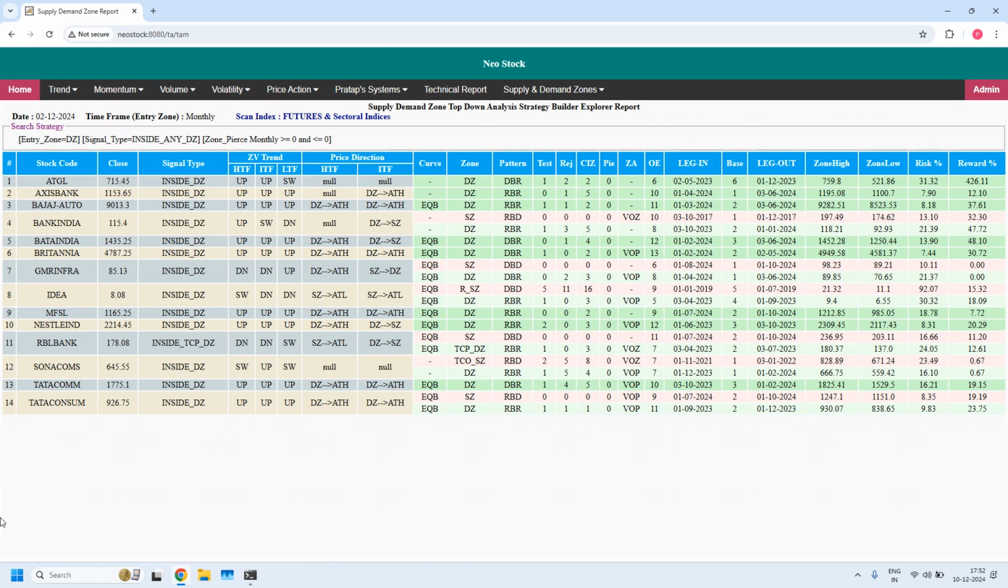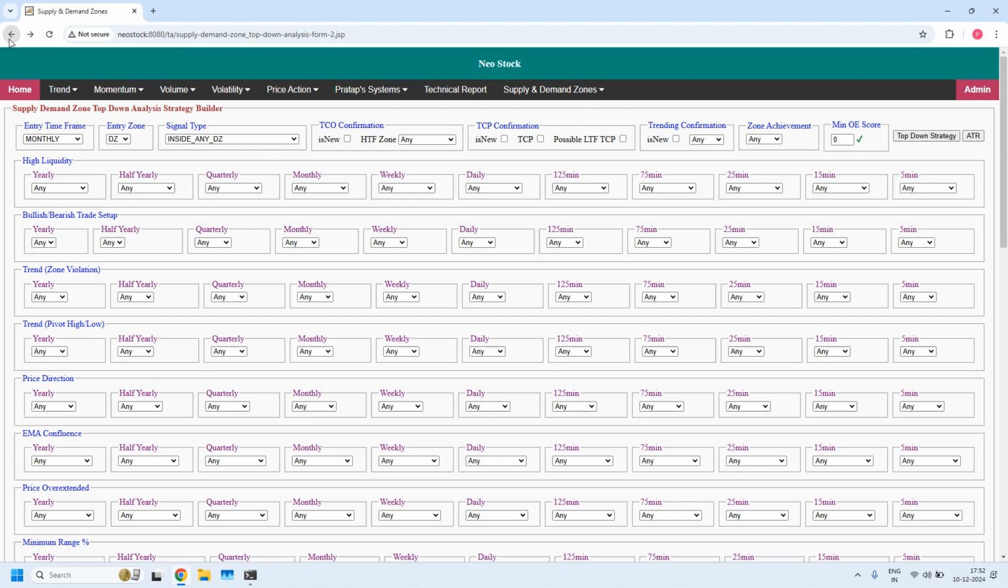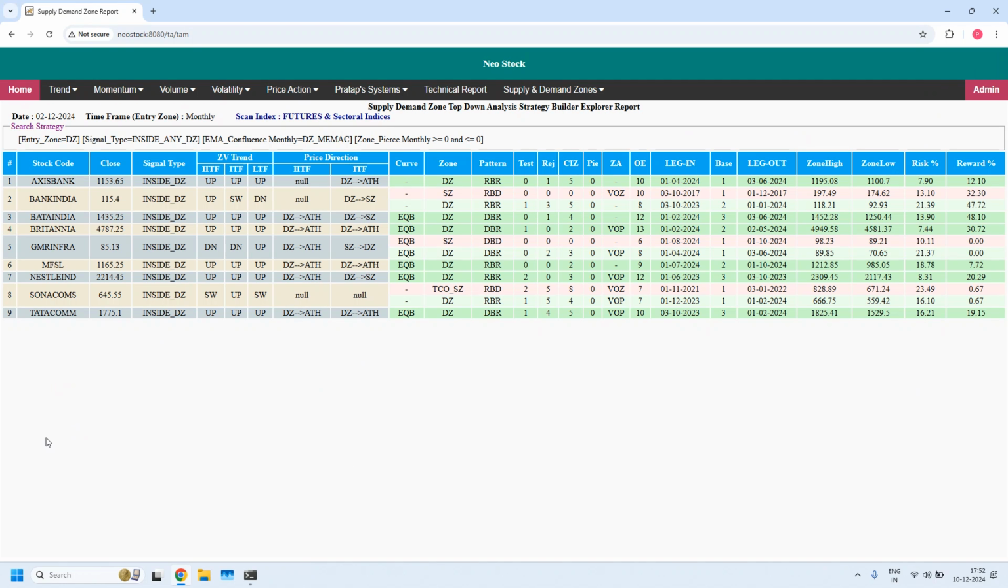And in these demand zones, we can identify high probability setup related demand zones based on monthly EMA Confluence. So in the EMA Confluence, monthly time frame, the monthly demand zone having monthly EMA Confluence filter is enabled. With this filter, we got 9 stocks.